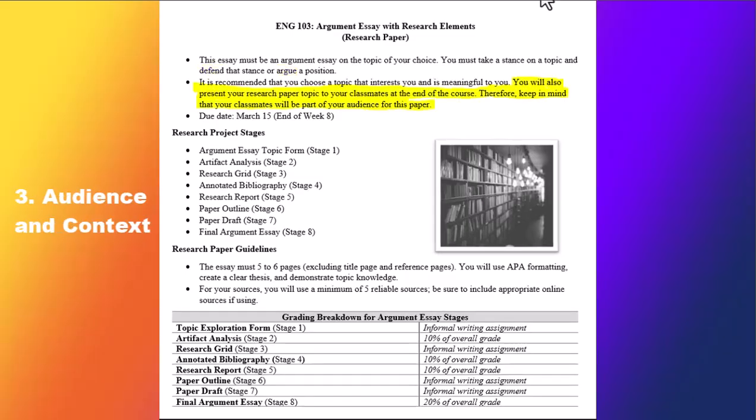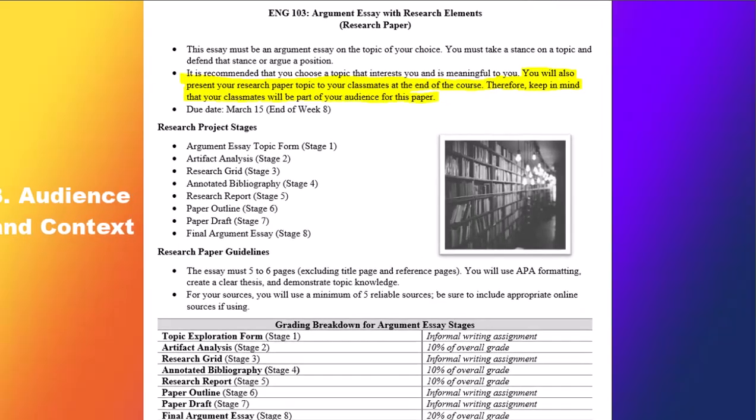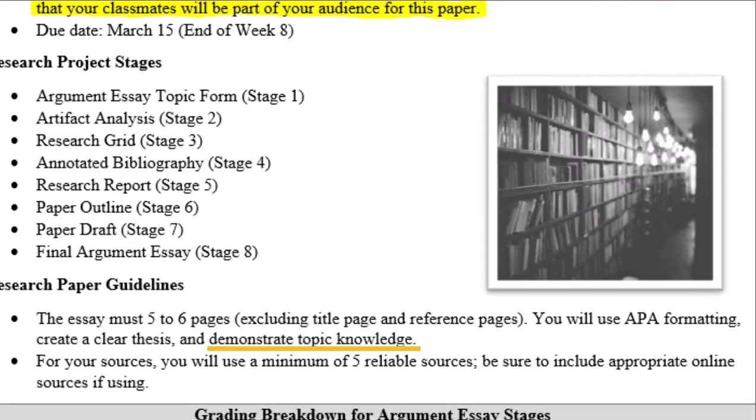The default audience for any assignment is always your professor, but in this assignment, you will also be presenting to your classmates, so you will have multiple audiences to consider when writing the paper. You're also being asked to demonstrate topic knowledge, which indicates that you need to provide background information regardless of what your professor or classmates' knowledge of your topic is.